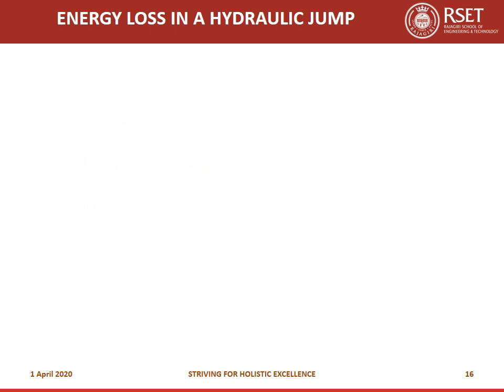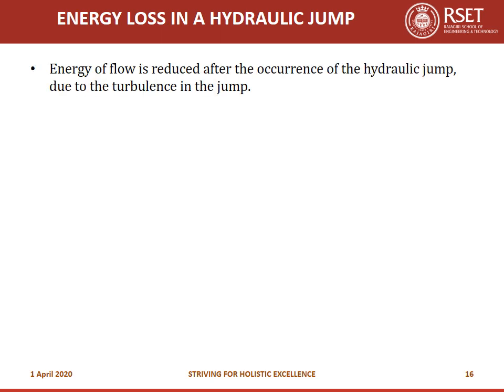Now we're going to determine the expression for energy loss. We all know that energy gets lost or dissipated in a hydraulic jump. We're going to find a mathematical expression for energy loss in a hydraulic jump. The energy of flow is reduced after the occurrence of a hydraulic jump due to the turbulence. The turbulence is dissipating a lot of energy in the jump.